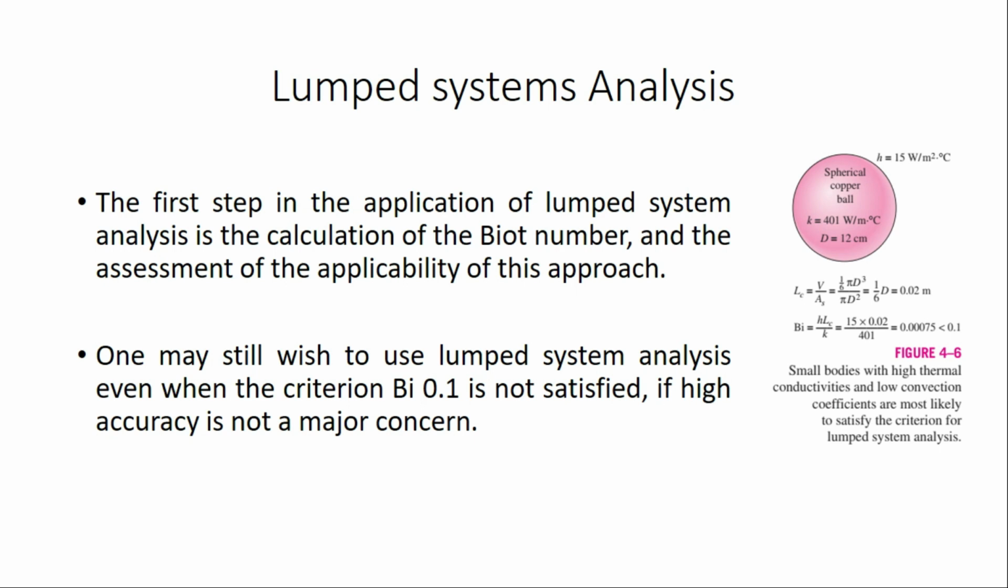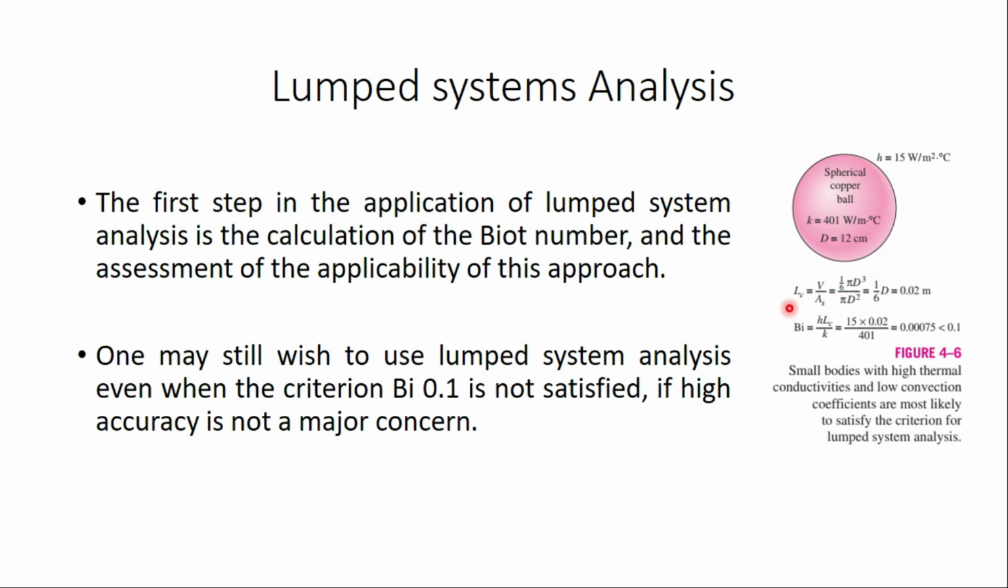Whenever you go for problems in transient heat conduction, first you have to calculate the value of the Biot number, and from the answer you have to analyze whether you are assuming a lumped system or not. So here is the classical example of the calculation of the Biot number. Let us say this is a spherical copper ball which has a thermal conductivity of 401 watt per meter per degree centigrade, and it has a diameter of 12 centimeter, while the convective heat transfer coefficient is 15 watt per meter square per degree centigrade. You have to calculate the Biot number, and from the answer you have to say whether this is a system that we can consider for the lumped system analysis.